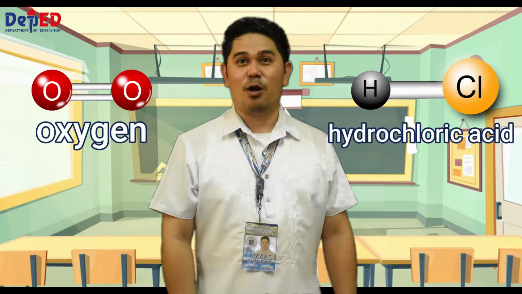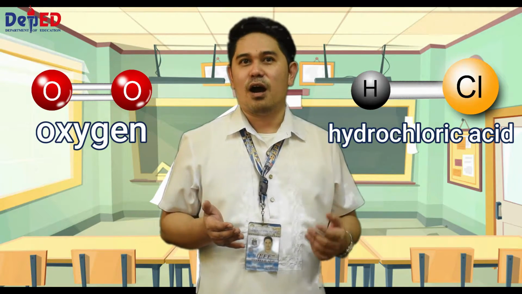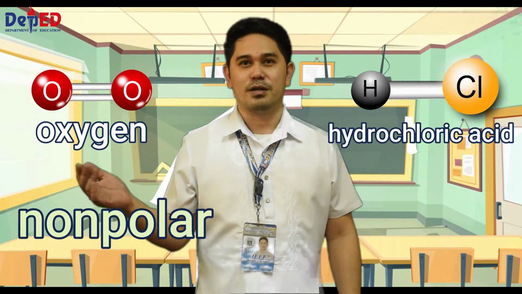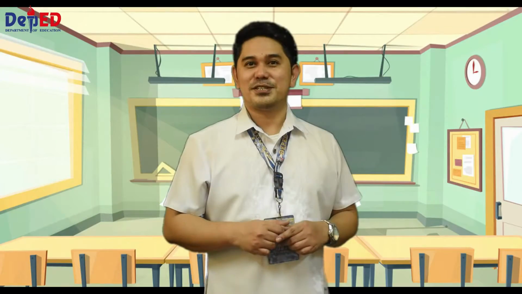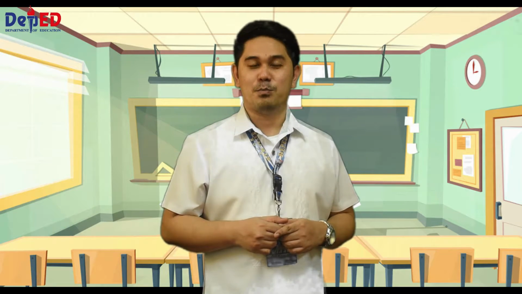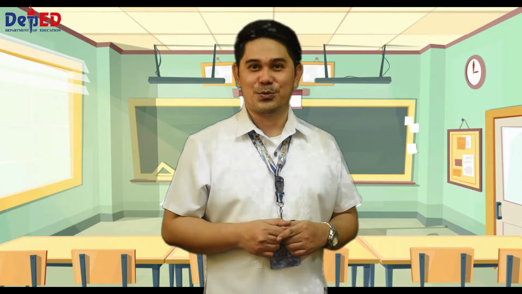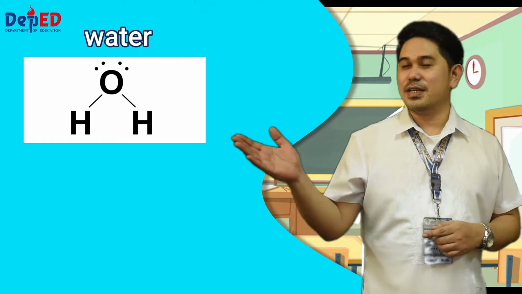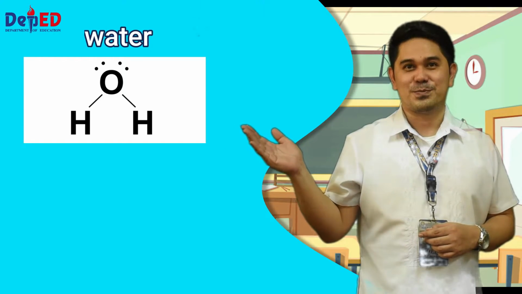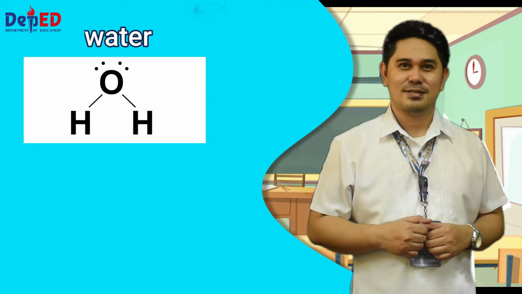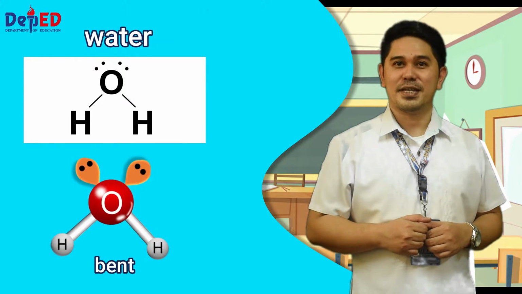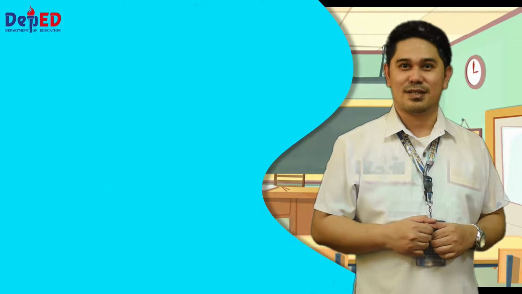You see that although both are linear, the oxygen molecule is nonpolar, while hydrochloric acid is polar. This time, let us take another example, water or H2O. This is its Lewis dot structure. Can you recall what its molecular shape is? That's right, we classify it as bent-shaped.